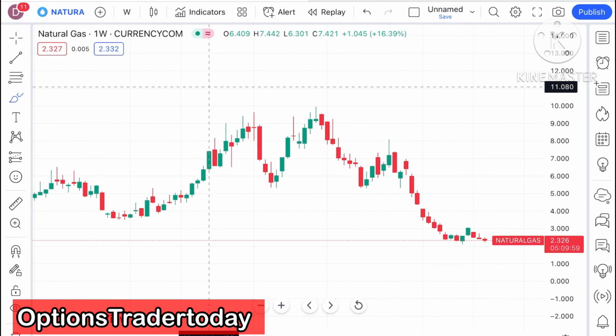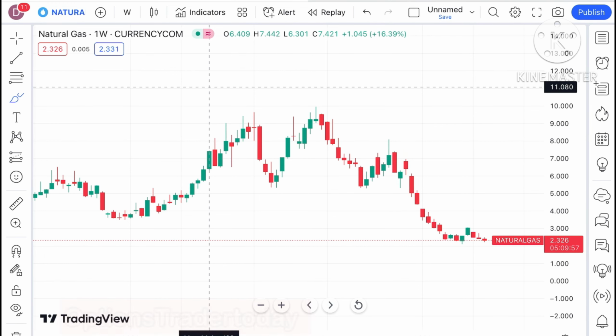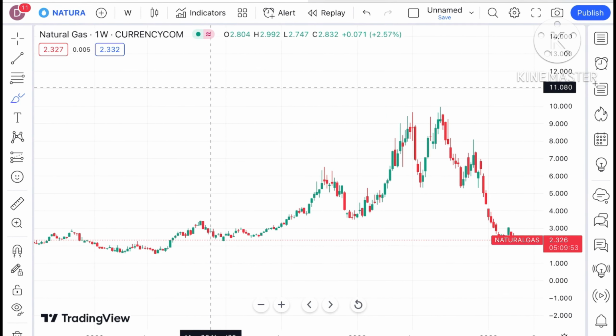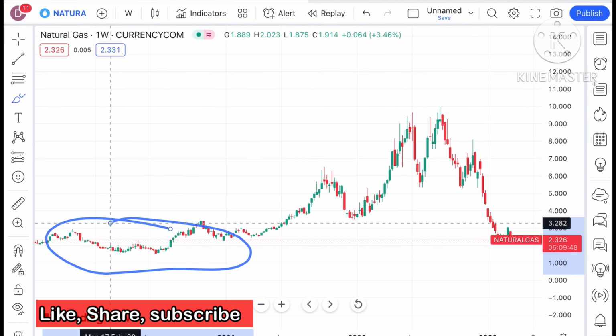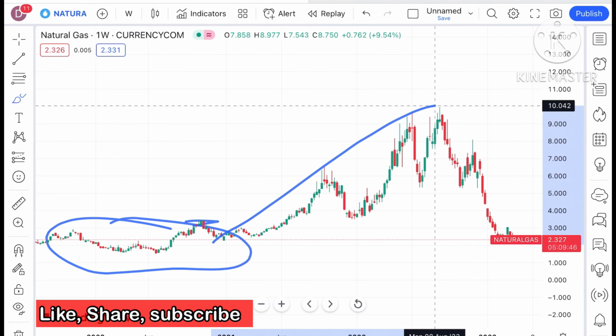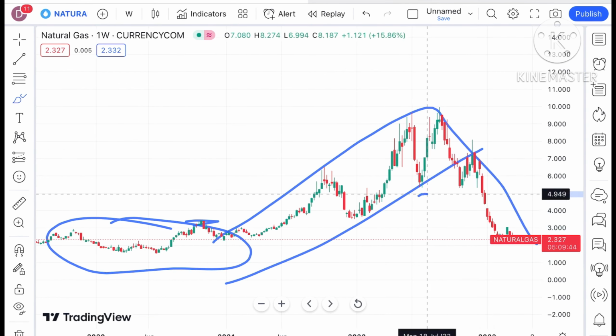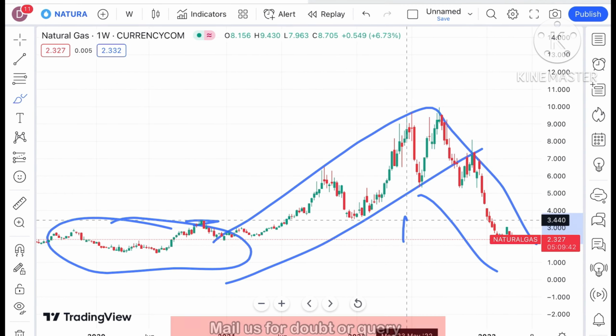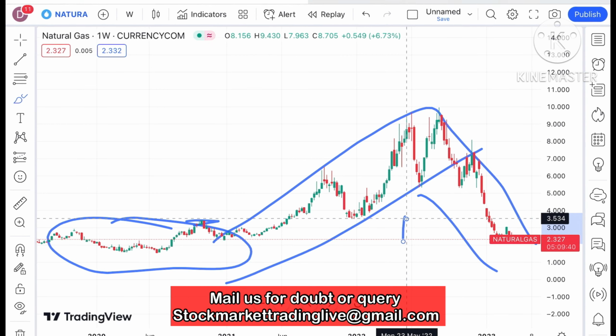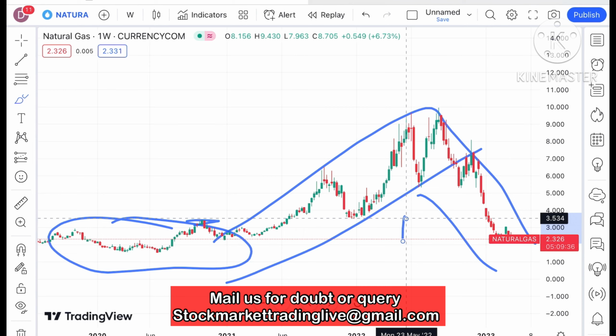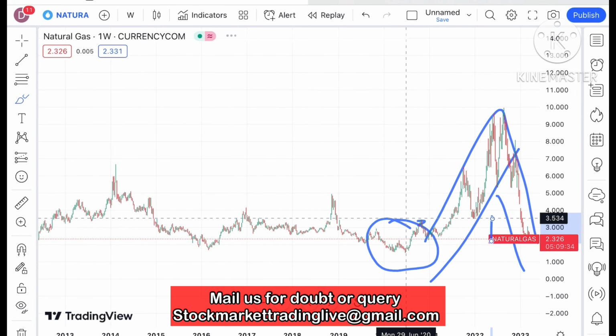So today in this video I will explain how the price of natural gas has moved in the last week and how it can move in the next week. If you look at the chart of natural gas after 2020, it was in this particular zone. As soon as it breaks this zone, there is huge volatility, and I've already explained that if the price goes above a level of around $3.5, chances are very high it can go further upside. Why? Because this level has not been crossed in so long.